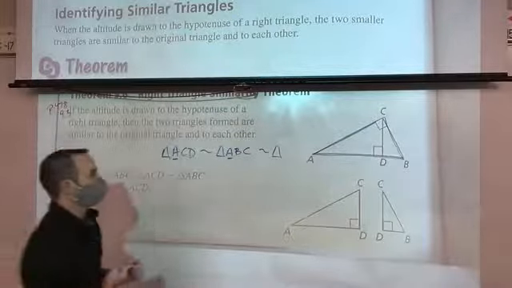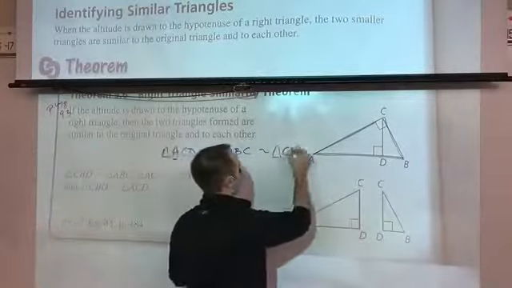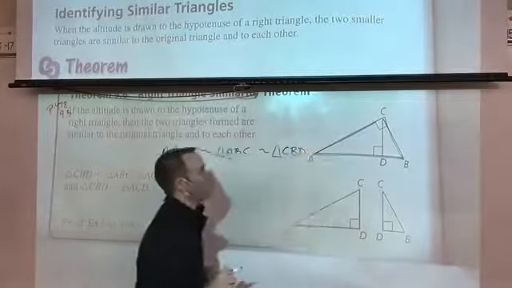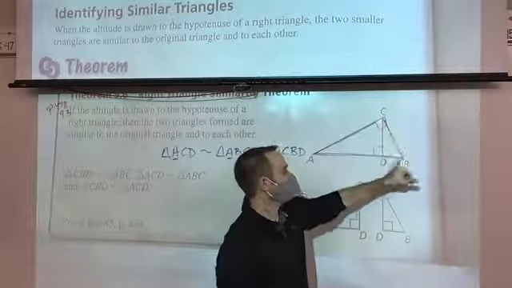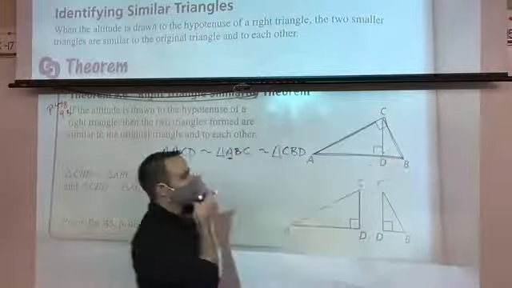Haley? It is going to be C, B, D. Okay, C in this case being the smallest angle, B being the next, and then D being our right angle.